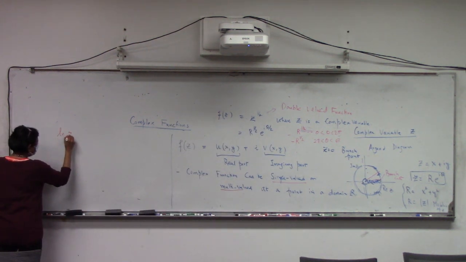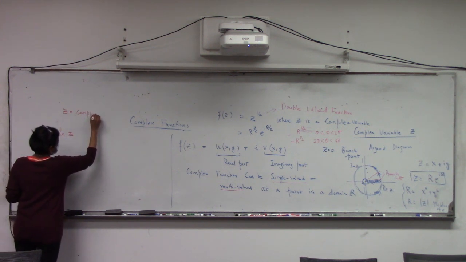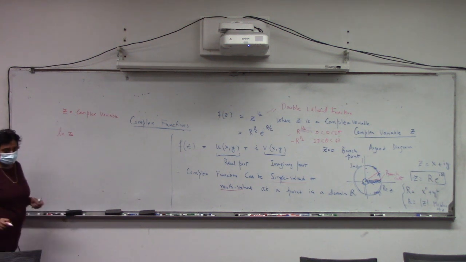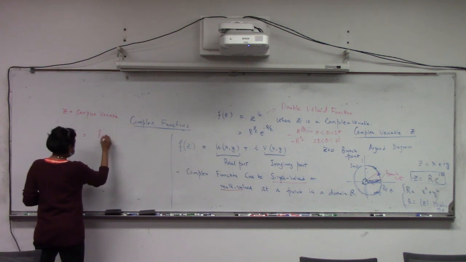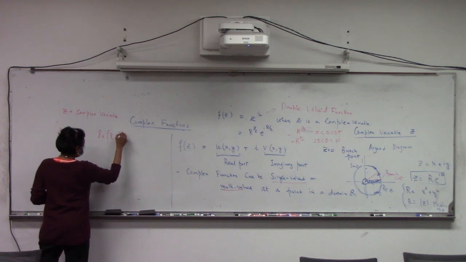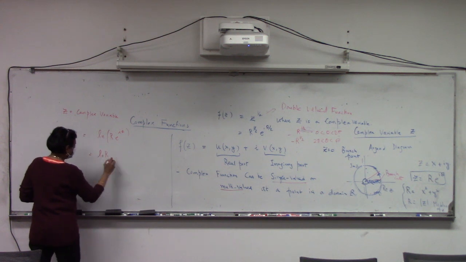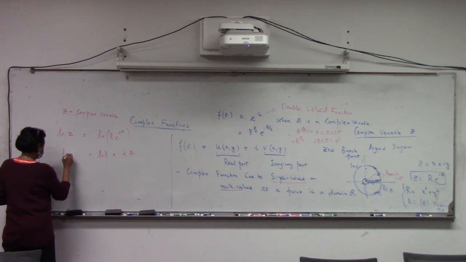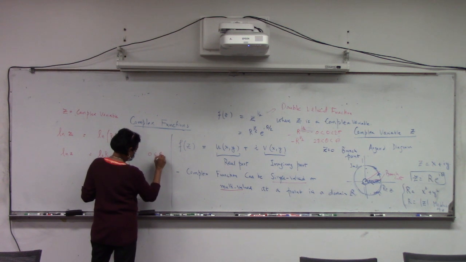Natural log of z. Z is a complex variable. So if I have to write this, it is natural log of r exponential of i theta, which in the principal plane I can write as natural log of r plus i theta. The principal plane is 0 less than or equal to theta less than 2 pi.